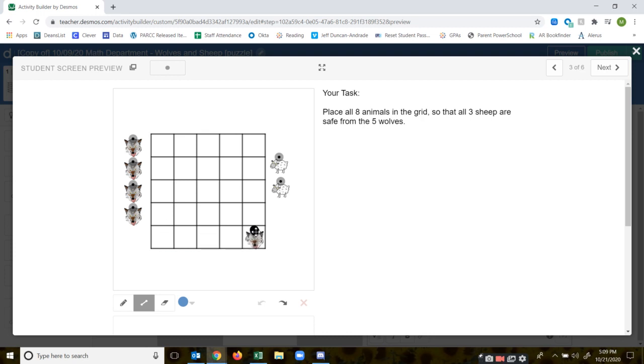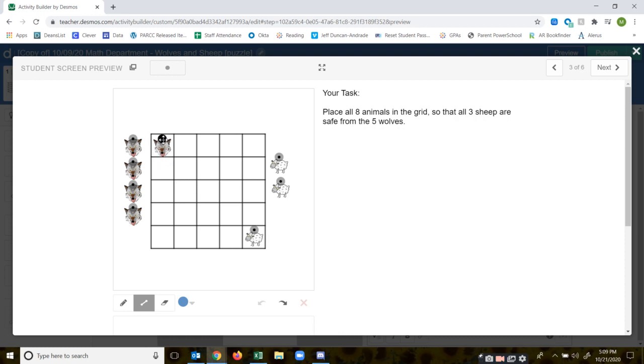attack horizontally, eating it. Or here, horizontally, eating it. Same thing, you can't put the wolf here, because vertically, it's gonna eat it. Or here, or here, or even here, it's gonna eat it.